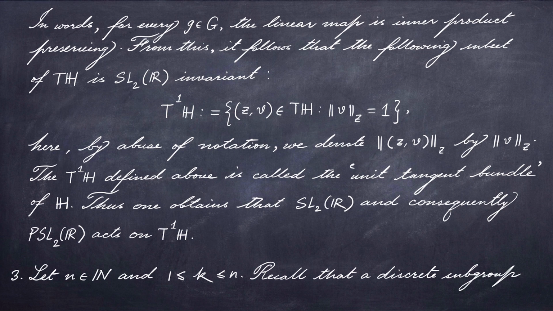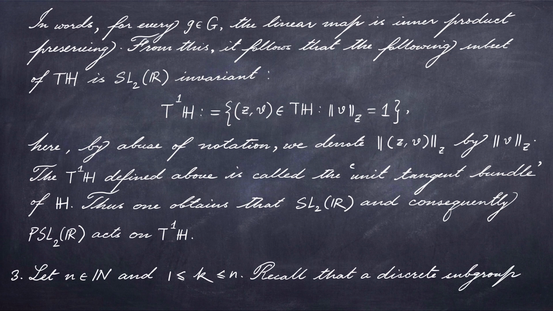So first we have the action of SL2R on the upper half plane. Next we have the action of SL2R on the tangent bundle of the upper half plane, and finally we have the action of SL2R on the unit tangent bundle of the upper half plane. And from the actions of SL2R we immediately obtain the actions of the projective special linear group PSL2R as well.